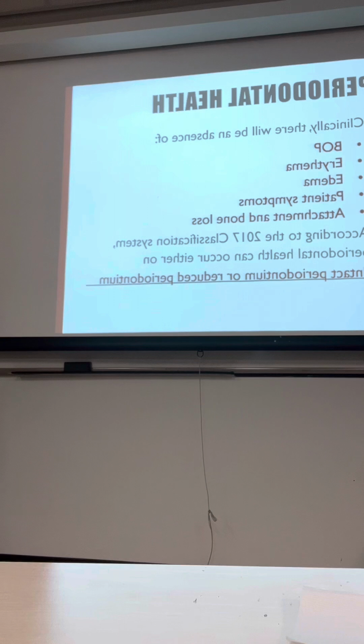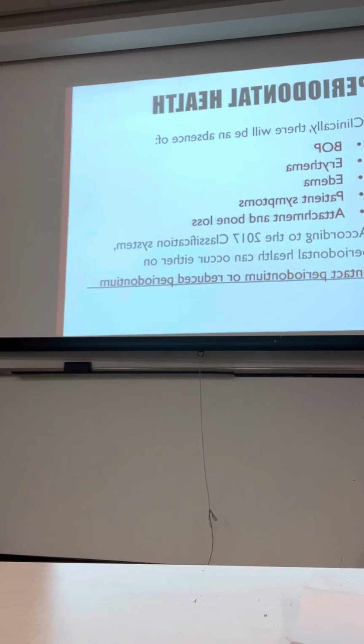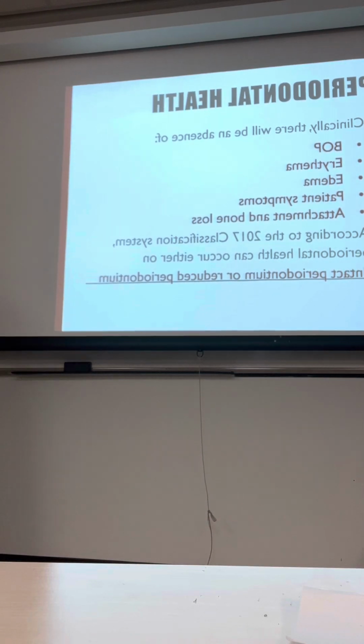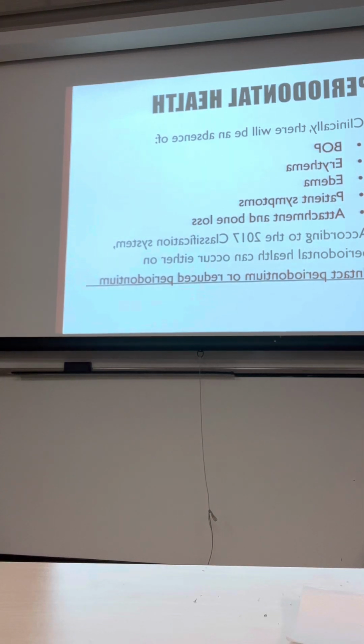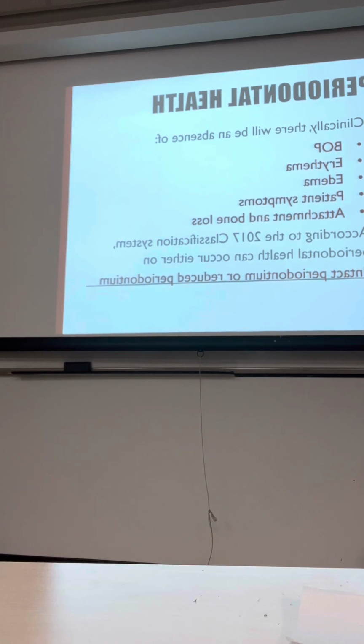And interestingly, according to the 2017 classification system, health can occur in two types of people. This is pretty new compared to '99. So you can be healthy on an intact periodontium. What does that mean? No bone loss. And you can also be healthy on a reduced periodontium. That's trickier. What do you think that means? Stabilized, very good. So maybe they had bone loss once upon a time, it is now stable, and then they are healthy.